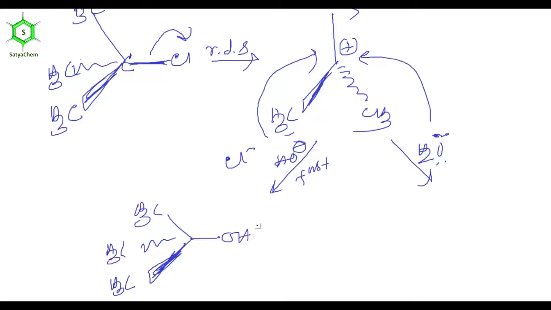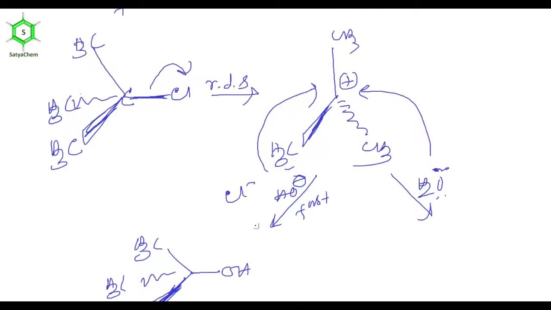Okay, and that is very important. So this HO minus or H2O can attack either side of the carbocation. Means carbocation is planar. Okay, it can attack from the bottom or it can attack from the top. Okay, it leads to a very unique phenomenon that I am going to discuss after some time. That is called racemization. Obviously I will explain this racemization process.